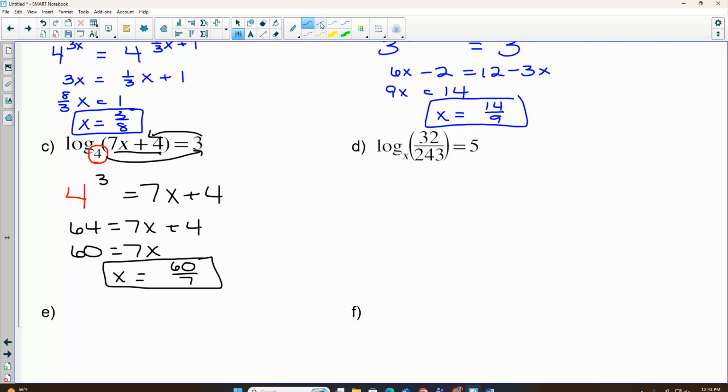All right, on D, if I'm changing that into an exponential, where do I start? Your base would be x to the fifth equals 32 over 243. Okay, if I'm solving for x, how do I get rid of a fifth power? Do I need a plus or minus? Nope, because it's odd. Okay, fifth root of 32 is 2. The fifth root of 243 is 3. So we just get 2/3.